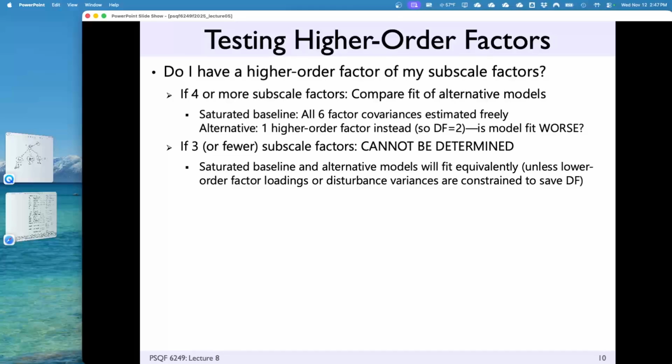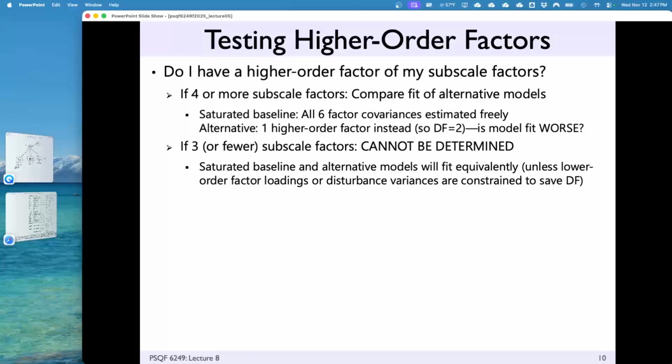This would be a likelihood ratio test that you could use, the ANOVA function between the 2 models. If you have 3 or more subscale factors, you do not get to test, so you can't confirm statistically that the higher order factor is there.